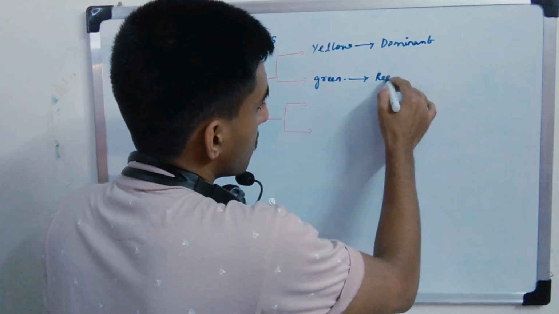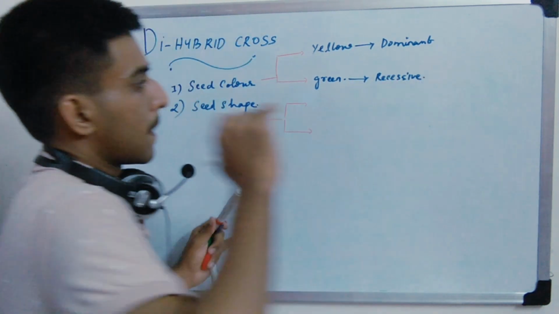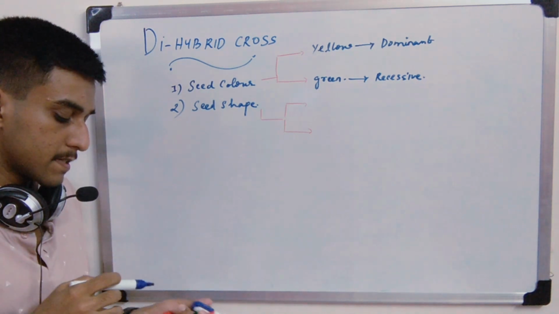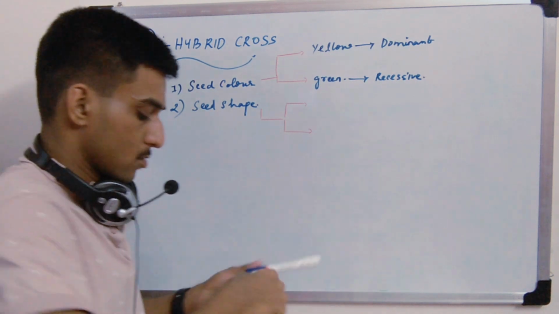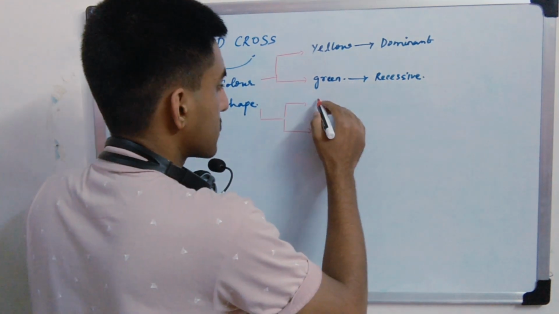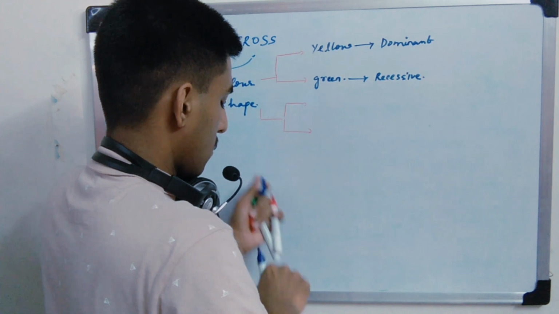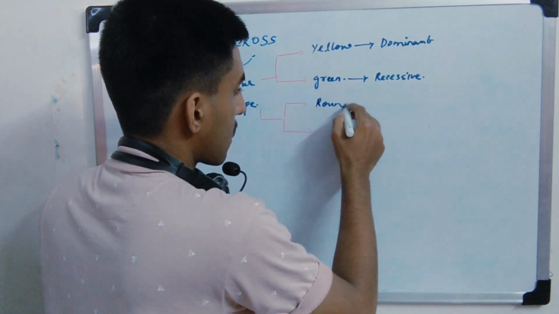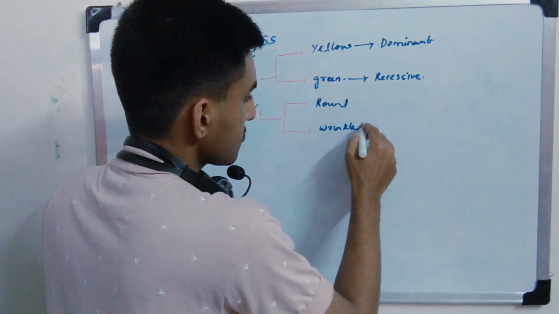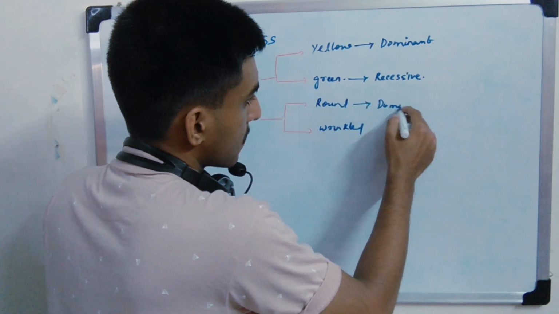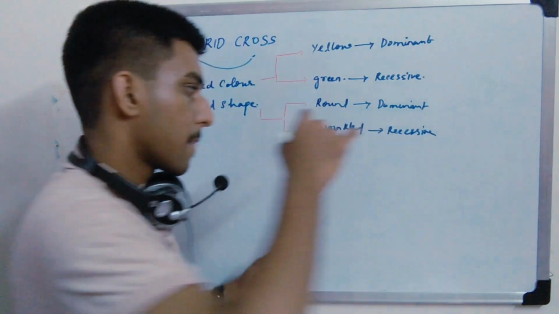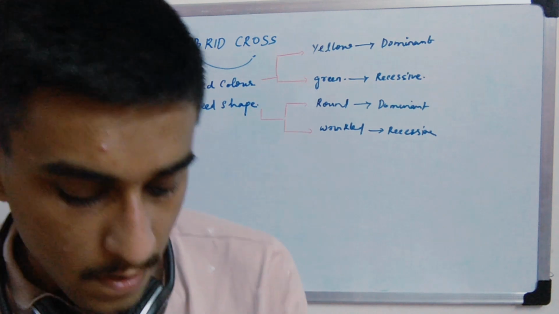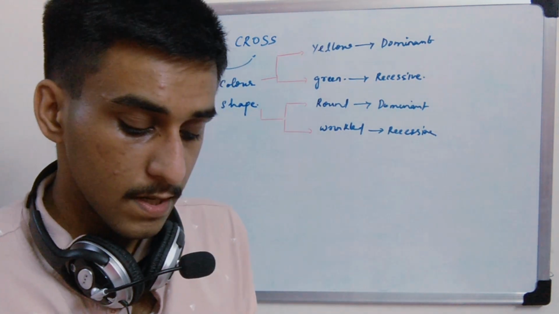It is the recessive form. And also seed shape. Seed shape can be round or wrinkled. So I can write it: seed shape means round or wrinkled. Round is a dominant character. Wrinkled is a recessive character. It means in the presence of a dominant allele of round, the wrinkled form will be masked.